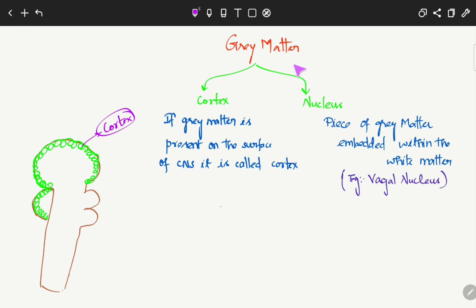So again I'm repeating. This grey matter is presented mainly as two things. One is the cortex and the other one is the nucleus. So if grey matter is present on the surface of the CNS, it is called the cortex. Then a piece of grey matter embedded within the white matter is called the nucleus.